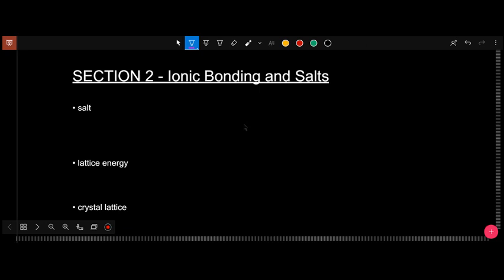Alright, now section 2 is when we talk about ionic bonding and salts. So I'm going to read your textbook definition of a salt just so we can remember. It says an ionic compound that forms when a metal atom or a positive radical replaces the hydrogen of an acid. So it's basically, for example, if you have a sodium metal ion and a chloride anion, it's going to form sodium chloride, which is considered a salt.